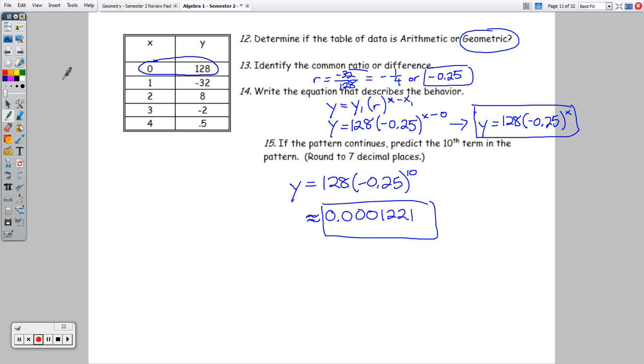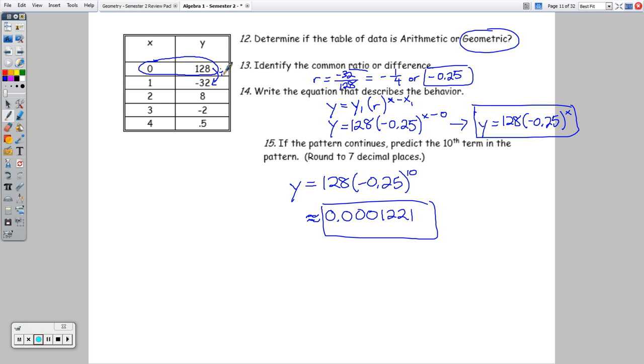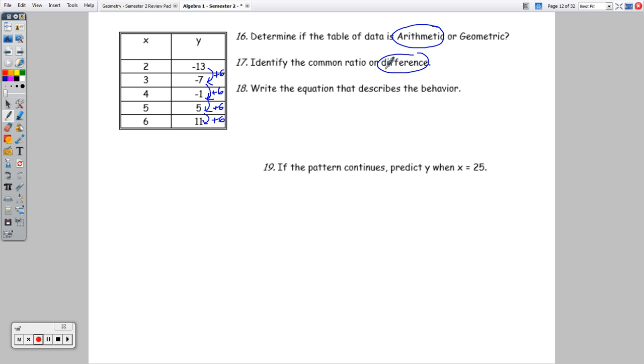Let's look at number 16 through 19 together. So a very similar one here, but this one, if we look at the pattern here, we're adding 6, we're adding 6, we're adding 6 each time. So this one is arithmetic. Back here, we were dividing by negative 4, and so on. So that was a ratio of negative 1/4. This one's a common difference, arithmetic, and the difference is always that second term minus the term before it, minus the first term. So negative 7 plus 13, which would be 6 in this case.